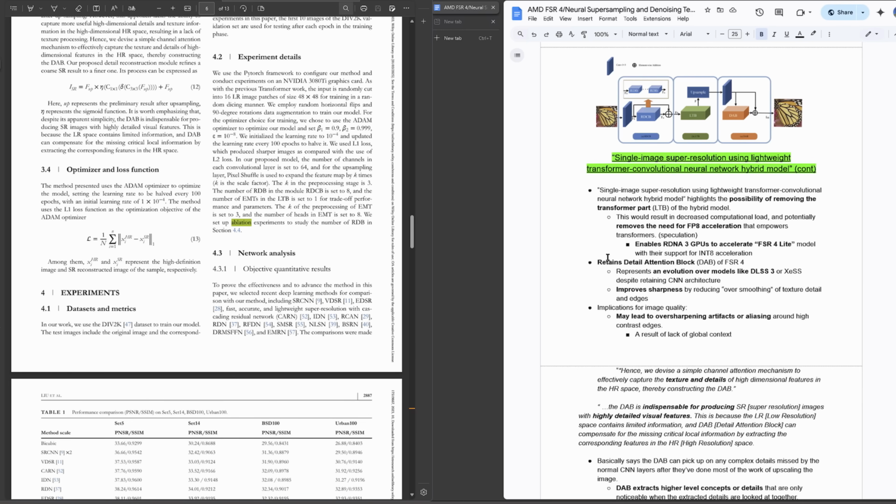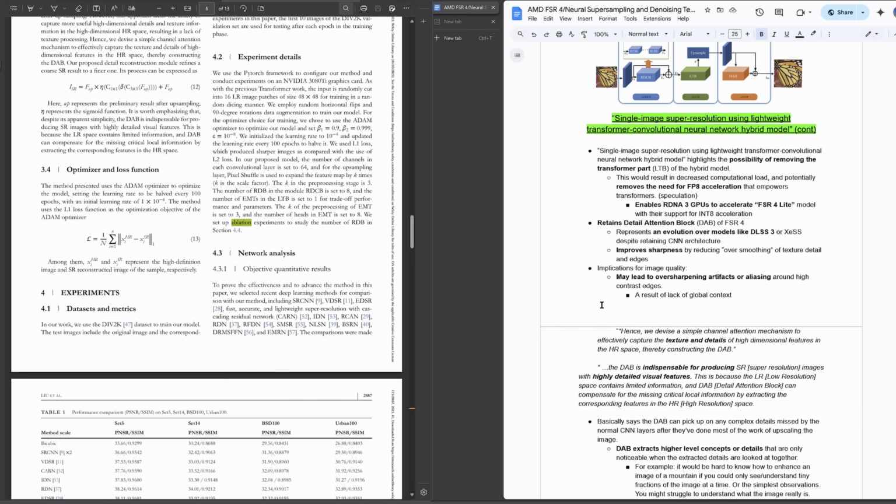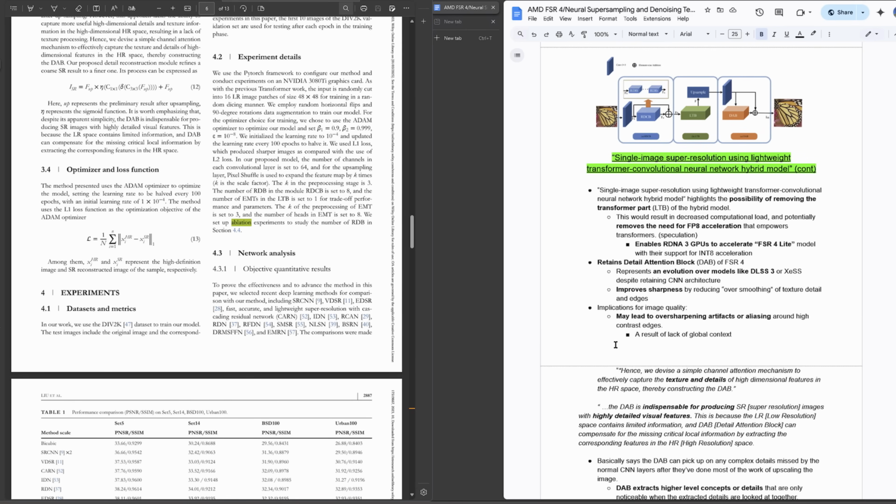But yeah, the implications of removing the transformer block while retaining the DAB block, the detail attention block. I might have called it augmentation before. The detail attention block. The implications of removing the transformer block may lead to potentially artifacts like aliasing, because it doesn't have the global context of the entire image that the transformer block was providing, and it might lead to over sharpening if the DAB block is potentially enhancing details too much.